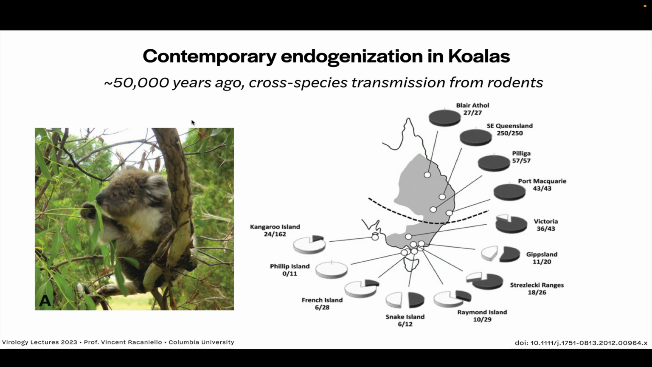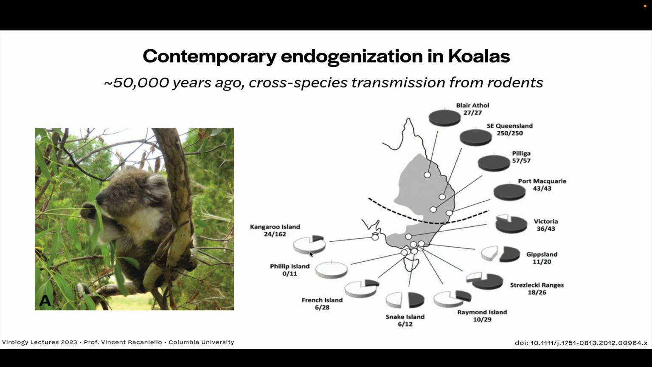And this map shows different locations in Australia, and the pie charts show you the fraction of the koala population that has already been endogenized. And you can see towards the north inland here, very high numbers. And on some islands where it's harder for the virus to spread, there's just a small amount of endogenization. But this is happening in real time, and it can be studied. This virus will infect koalas, and so it can be spread by virus infection as well as by giving birth to offspring.